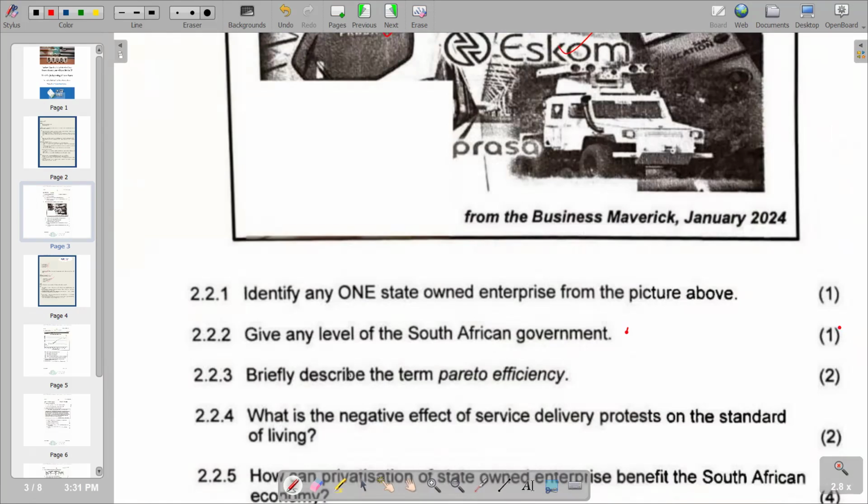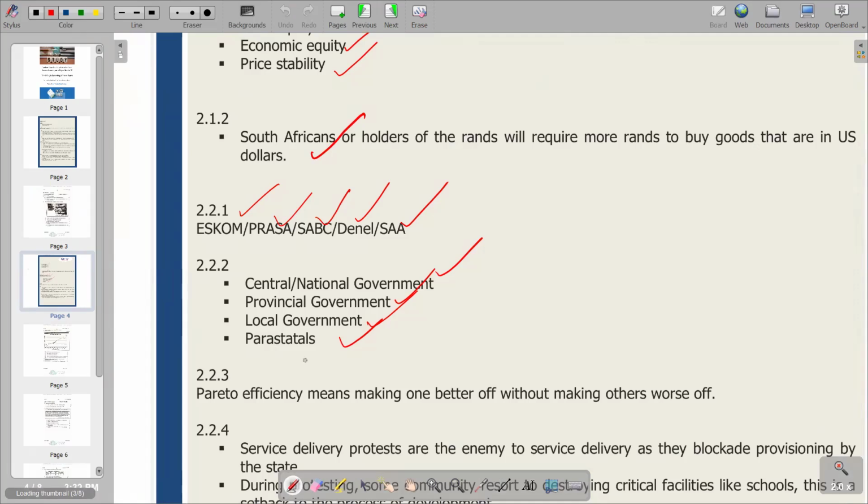Then briefly describe the term Pareto efficiency. So remember, Pareto efficiency is an economic state where resources cannot be reallocated to make one individual better off without making another individual worse off. So this is the case of Pareto efficiency. So moving on to the description that we have in the other section, it reads Pareto efficiency means making one better off without making others worse off. So that's the description that we have.